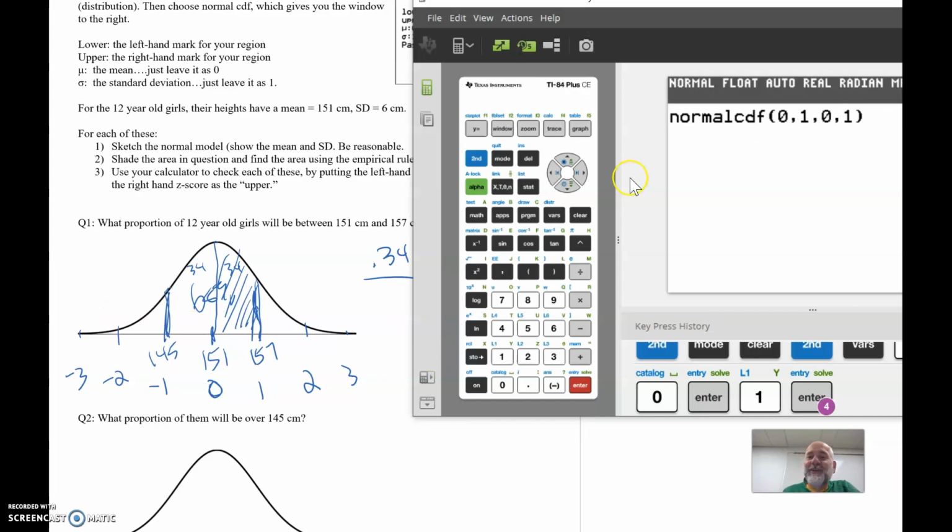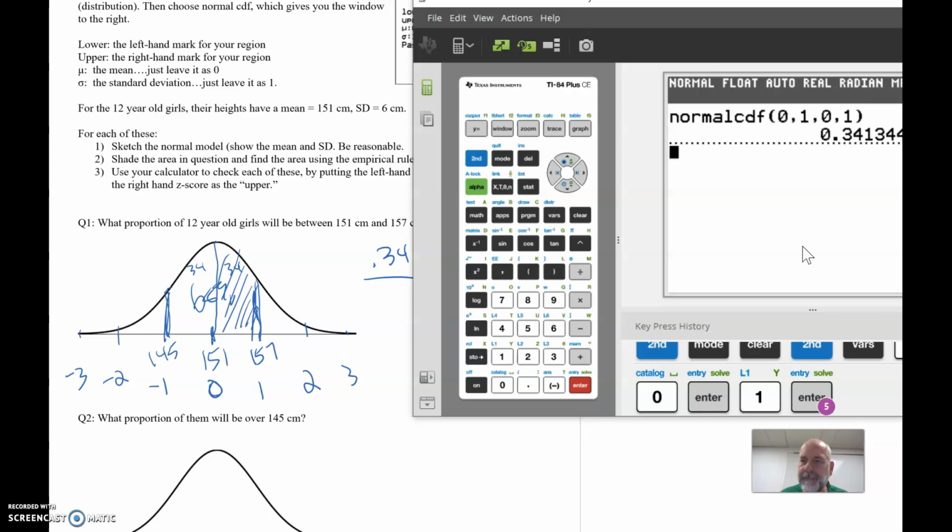So it says here, normal CDF. The first number is your lower bound. The second number is your upper bound. So from 0 to 1, the mean is 0 and the standard deviation is 1, right? For the record, you don't have to have the last 2 in there. This is for Sam McGee. You could just have the first 2. So you can do normal CDF and you can write it like this by hand. He's just got a different calculator, so that was a quick thing for him.